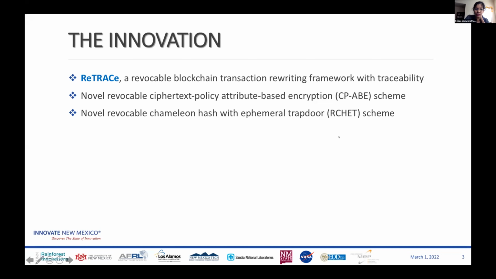And we also had to design a revocable chameleon hash with ephemeral trapdoor scheme. Broadly, the chameleon hash with ephemeral trapdoor scheme is what helps us actually create collisions in the pre-image of a digest posted on the blockchain. Just plain chameleon hashes with ephemeral trapdoor schemes existed before we designed ReTRACe, except that none of the existing schemes provided us the property of revocability. In other words, if you give someone the trapdoor, they have it in perpetuity. And so we had to design these two new cryptographic primitives along with ReTRACe, and both of them could be of independent interest, even beyond the scope of ReTRACe.